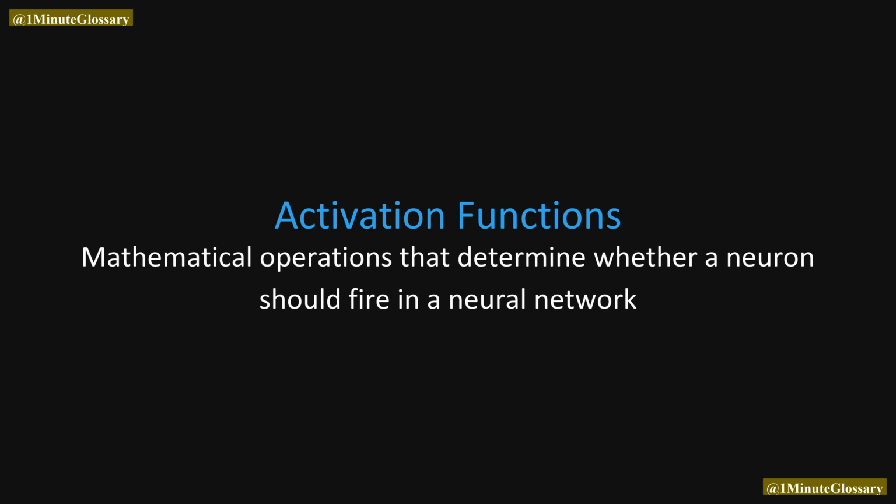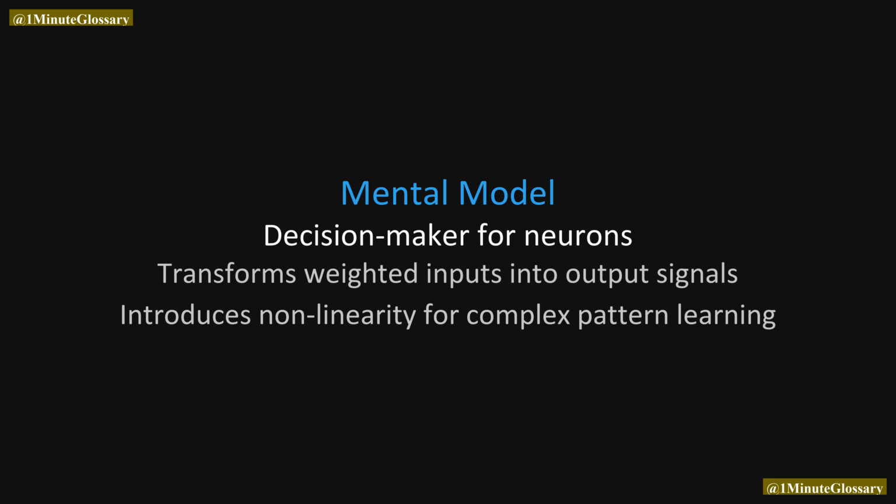Activation functions. An activation function is a mathematical operation applied to the output of a neuron in a neural network that determines whether and how strongly that neuron should fire. Think of an activation function as a decision maker for each neuron. It takes the weighted sum of inputs and transforms it into an output signal, introducing nonlinearity that allows the network to learn complex patterns rather than just straight lines.